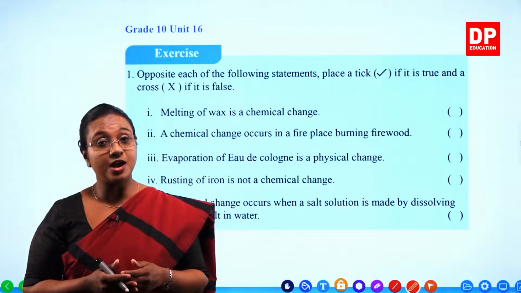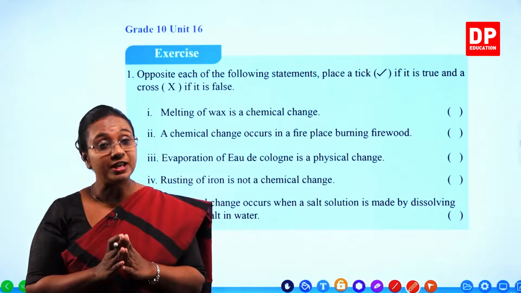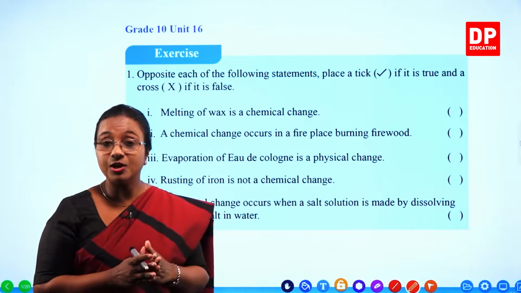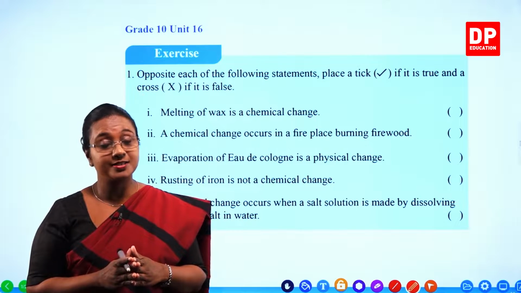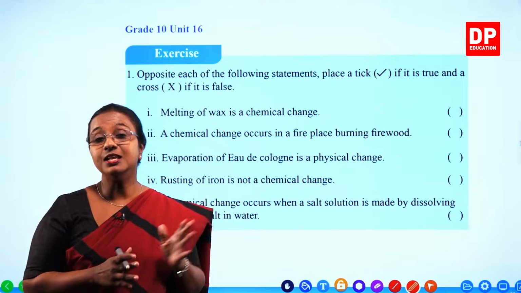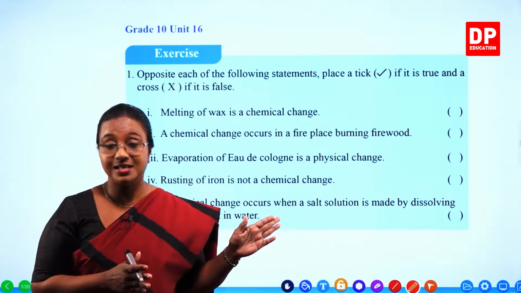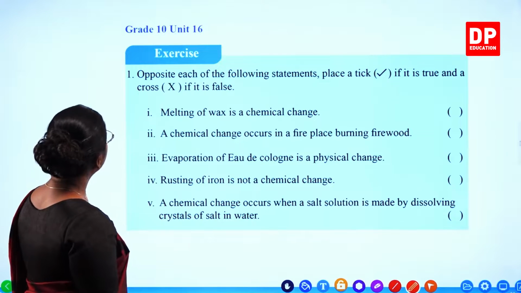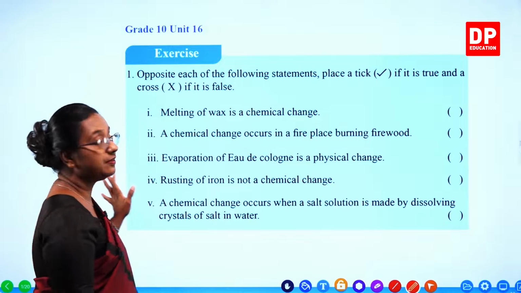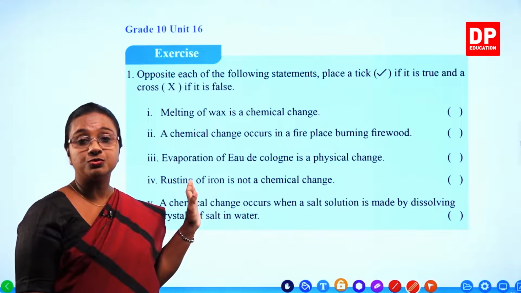and carbon dioxide. So I am sure you all have a very good understanding of the lesson and I am sure you have already answered all these questions given in your exercise book. If not, do them first by yourself and then you can check your answers with my discussion. So exercise, the first question. Opposite each of the following statements, place a tick if it is true and a cross if it is false. So you need to identify whether the statements are true or false.